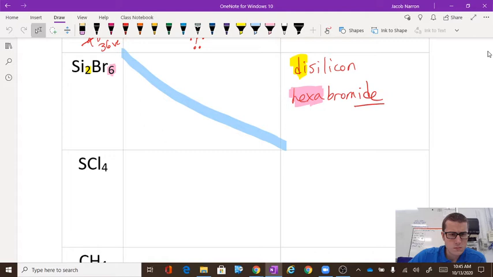Another thing that I want to remind you of, because we're going to learn other naming practices soon: you only use prefixes when you're dealing with 2 nonmetals. And all of these on this worksheet are nonmetals, so we're good. Let's take a look at the next one. That's all there is to that.